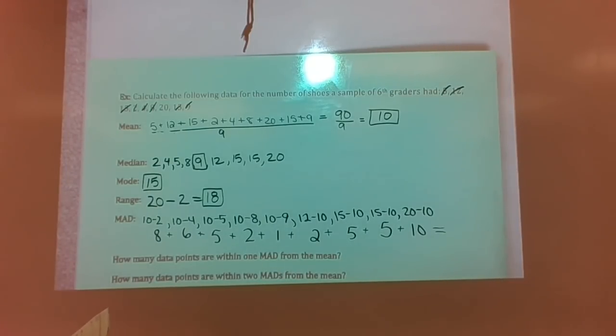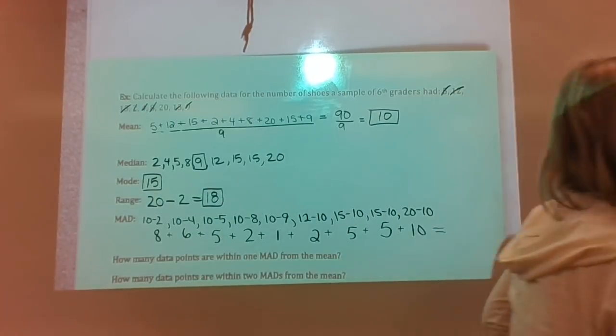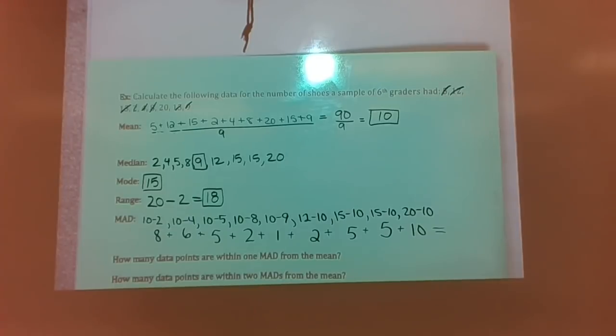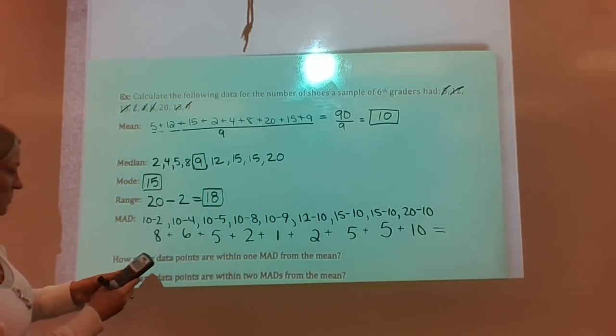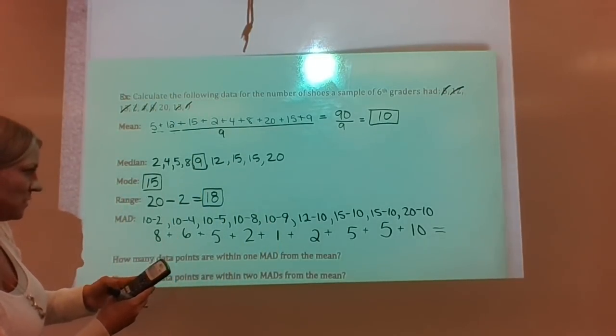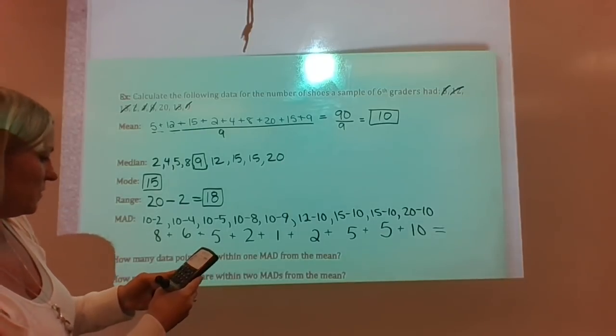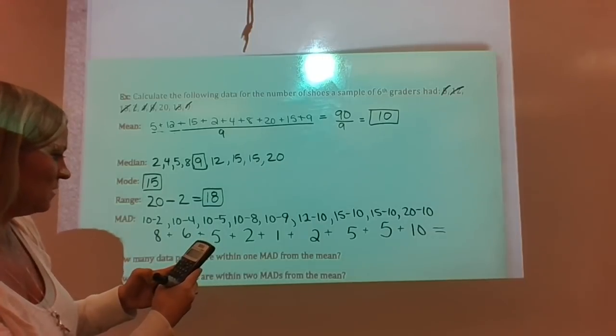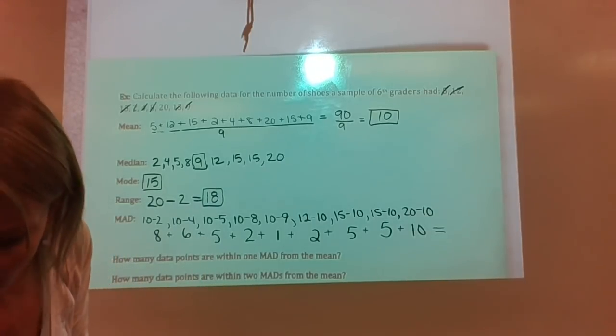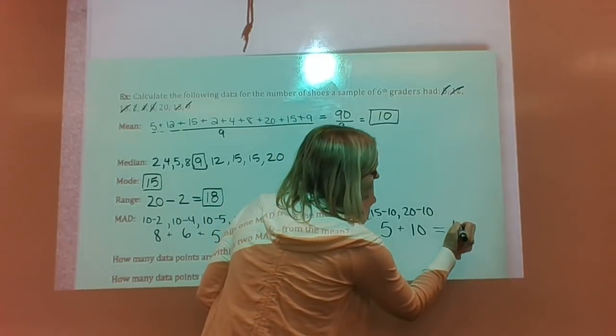And when we add those up, it should make, let me double check. I'm gonna grab my calculator and do it again. I don't think I wrote it right. Let's see, let's do some calculating. All right, 8 plus 6 plus 5 plus 2 plus 1 plus 2 again, plus 5 plus 5 plus 10. All right, oh, I did write it right. Okay, so the sum is 44.